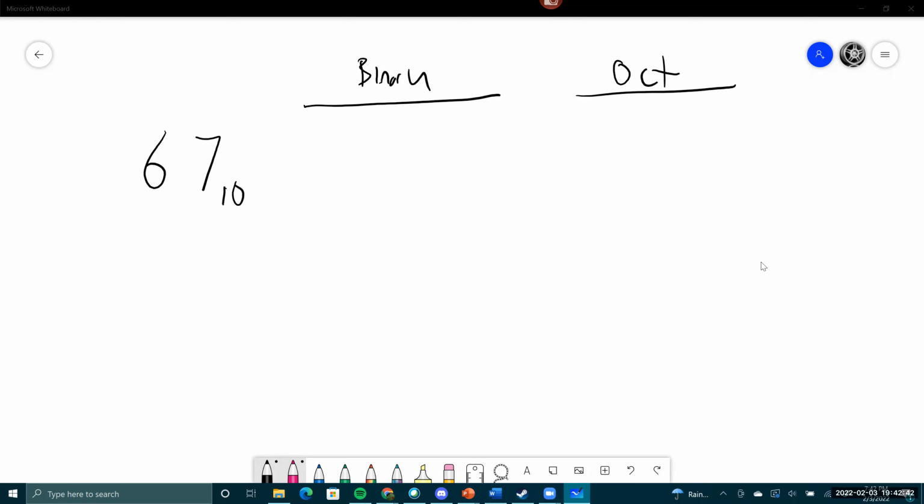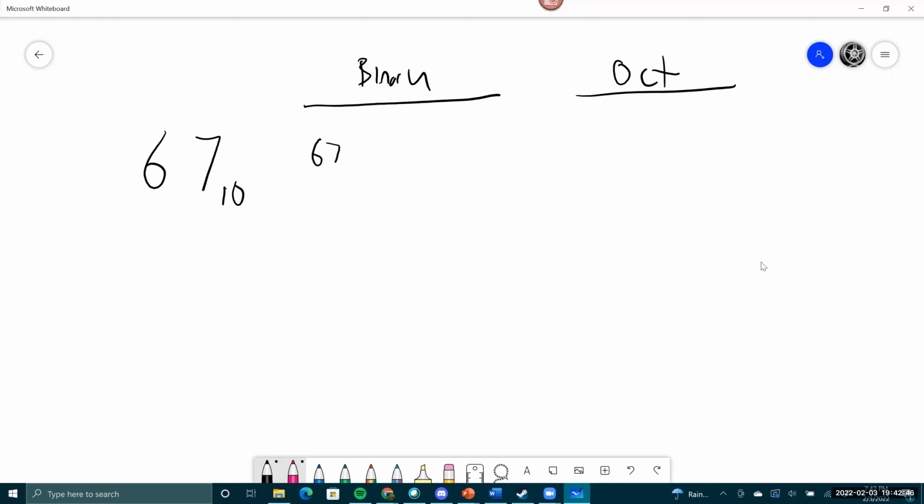Okay, so let's do this together. So 67. Since we want to convert to binary, it'll be divided by 2. Let's keep track of the remainder. So 67 divided by 2 would be 33, right? 33 times 2 is 66. So that would give you a remainder of 1.